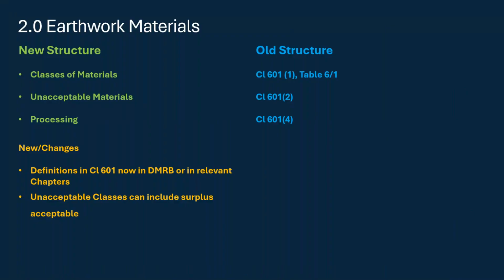There have been a few changes in terms of the original clause 601. It included a lot of definitions. These have all been stripped out. They're now either within the CD 601 or the instruction to specifiers. They're no longer in this section. And also, as I mentioned earlier, unacceptable classes can now include surplus acceptable material. It will usually go into U1A unless there's a very pressing reason.